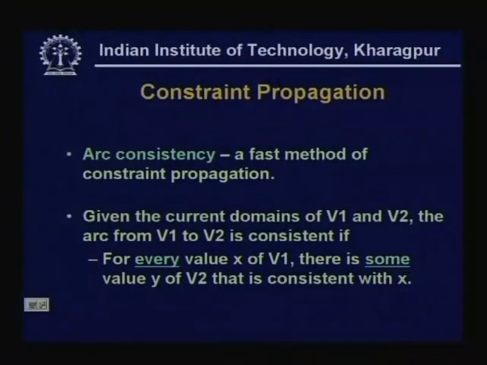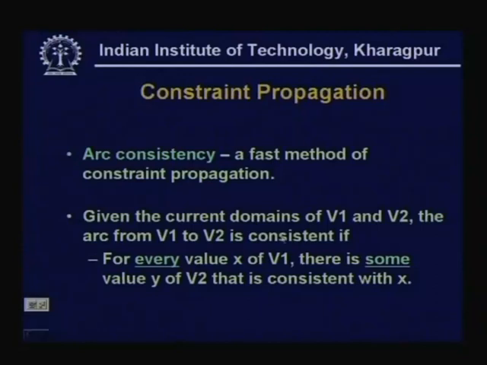So, first let us explore constraint propagation. Now, arc consistency is a fast method for constraint propagation. So, this is how arc consistency works. Given the current domains of V1 and V2, the arc from V1 to V2 is consistent if for every value x of V1, there is some value y of V2 that is consistent with x.